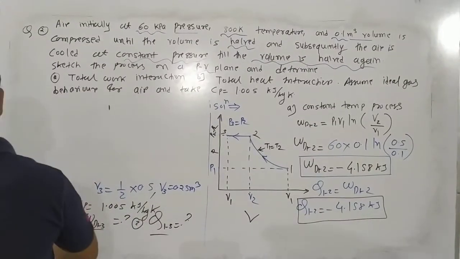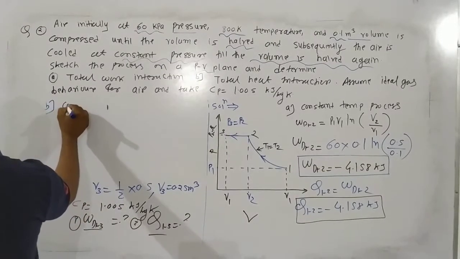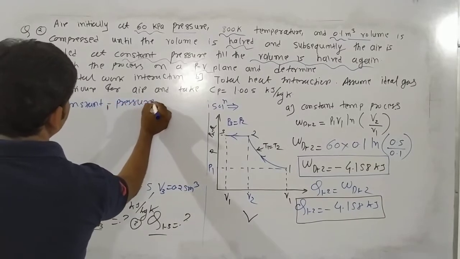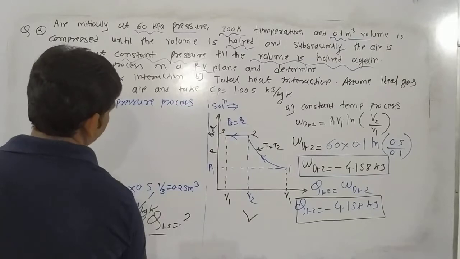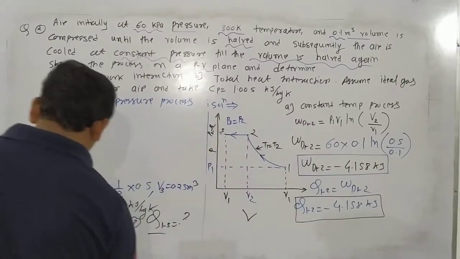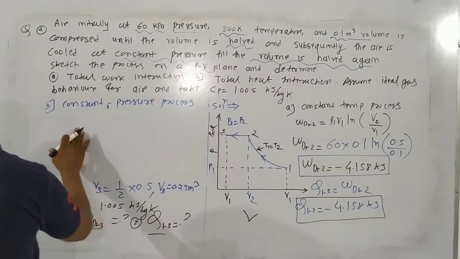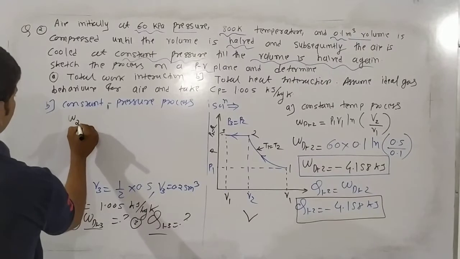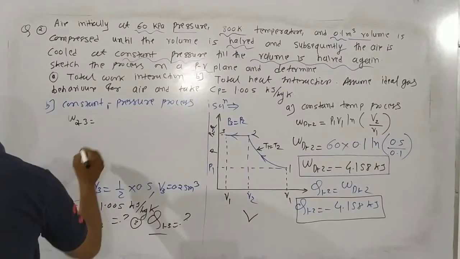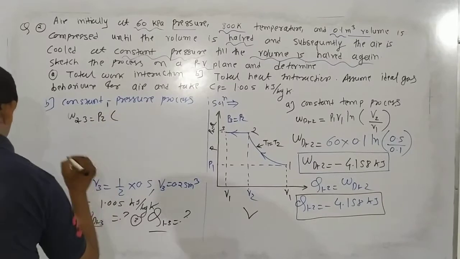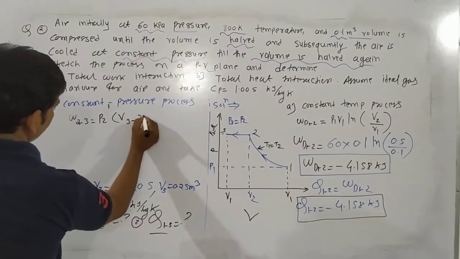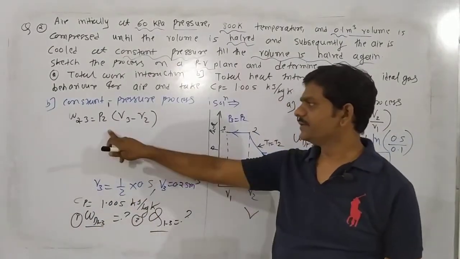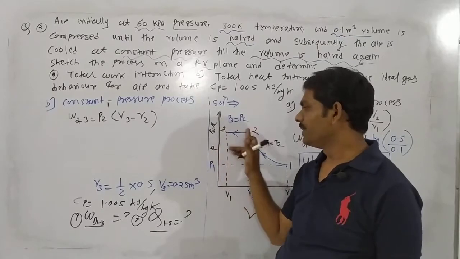So our second is the constant pressure process, process 2 to 3. Let's determine first the work done for the constant pressure process. What is the formula for work done 2-3, guys? W = P2 (V3 - V2). This is the standard formula. We already derived all this equation. Work done is equal to P2 (V3 - V2).